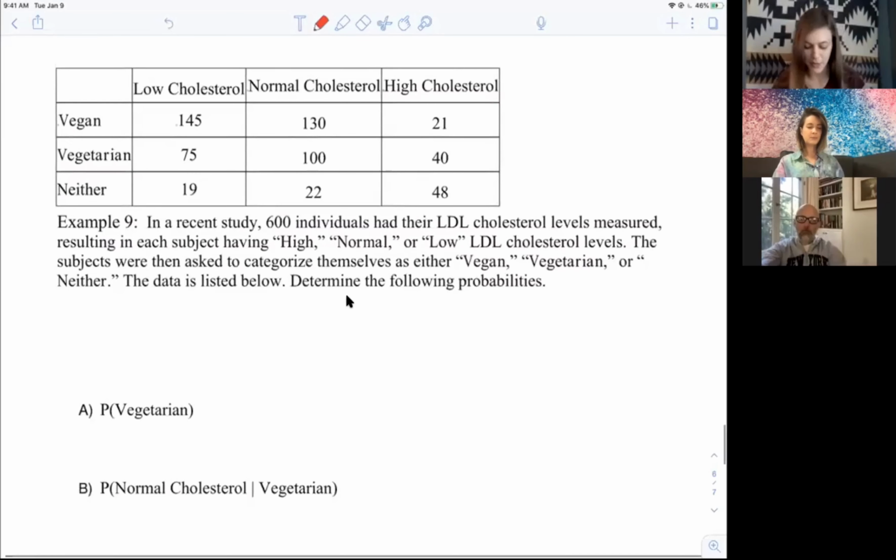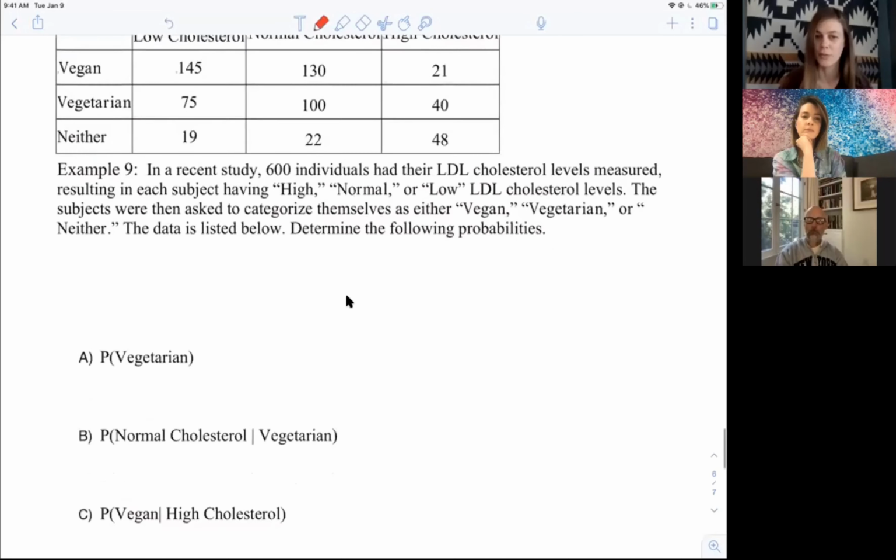Okay, so here we go. In a recent study, 600 individuals had their LDL cholesterol levels measured, resulting in each subject having high, normal, or low LDL cholesterol levels. The subjects were asked then to categorize themselves as either vegan, vegetarian, or neither. The data is listed below.